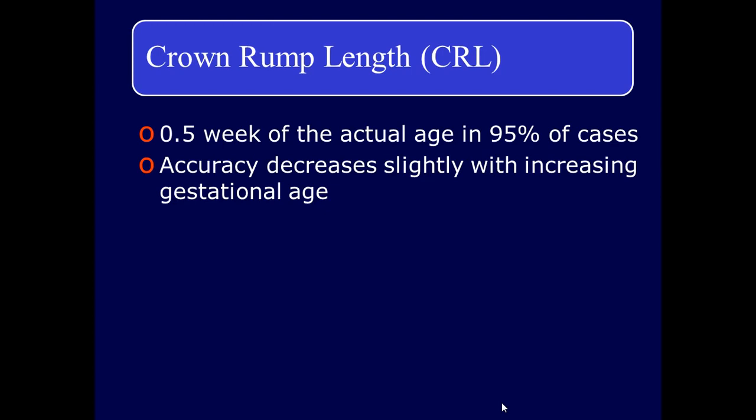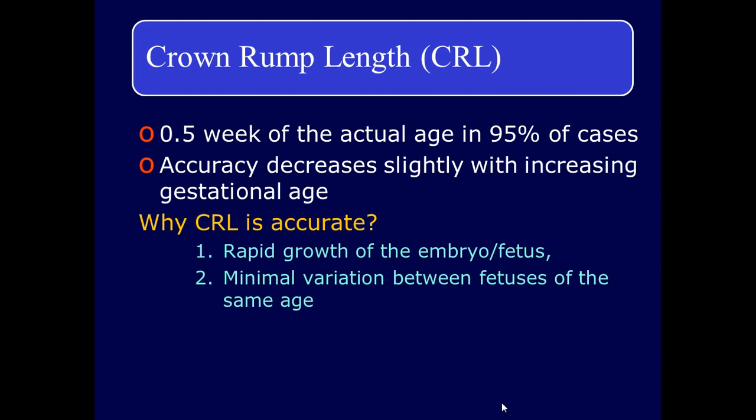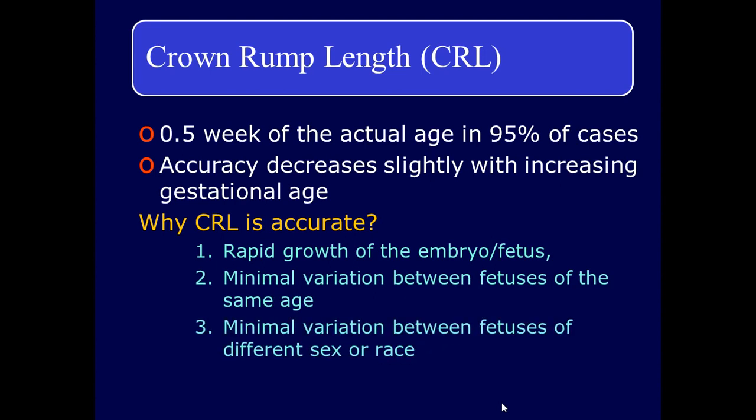The reason for the excellent correlation between crown rump length and gestational age in early pregnancy is the rapid growth of the embryo or fetus, minimal variation between fetuses of the same age, minimal variation between fetuses of different sex or race, and minimal effect by pathological disorders.